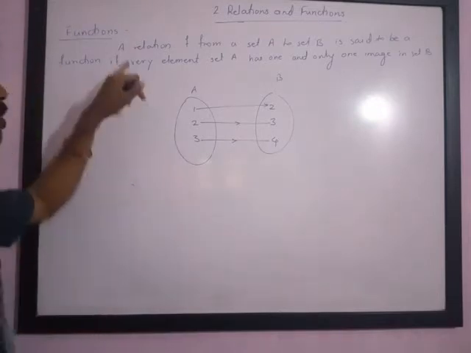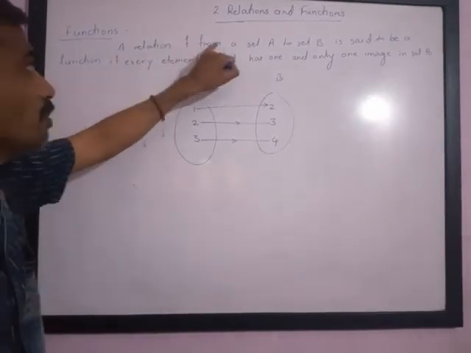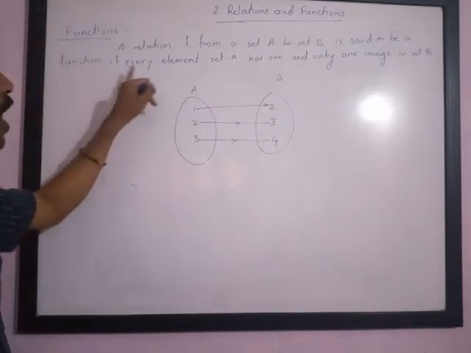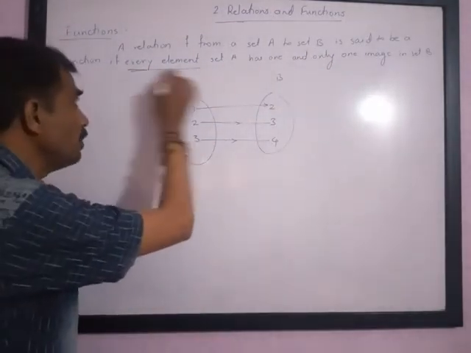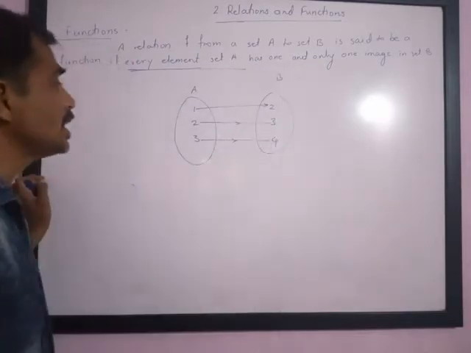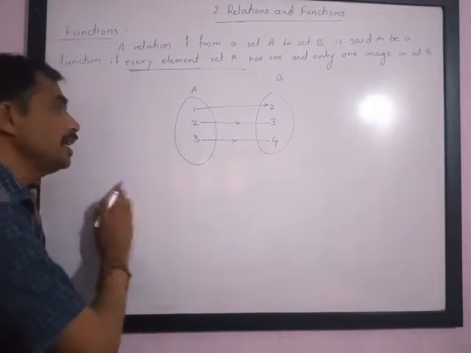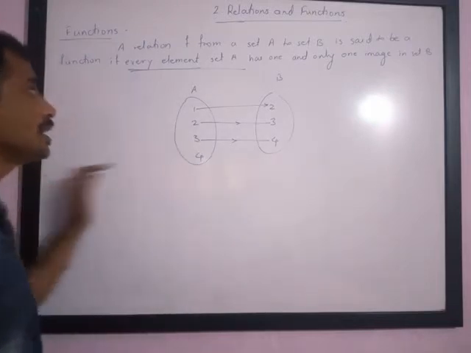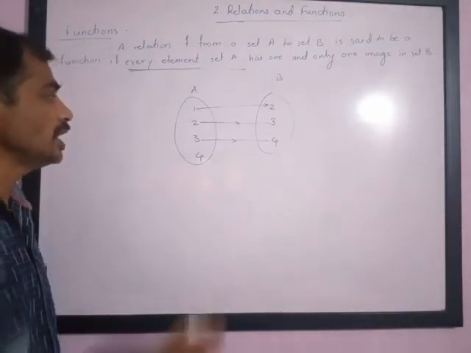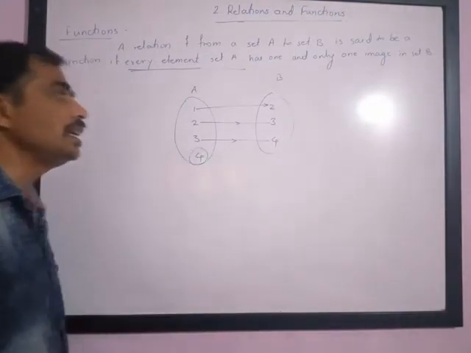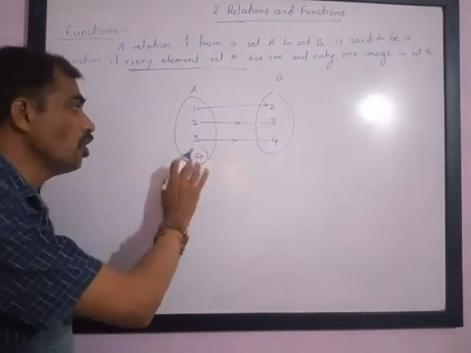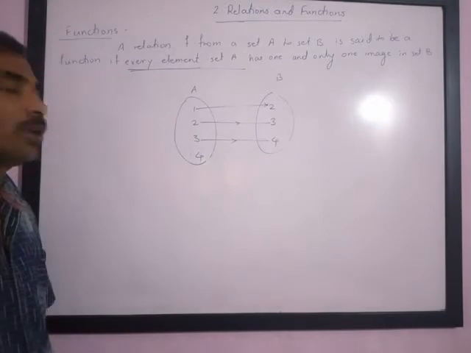Again I am repeating the definition. A relation f from set A to set B is said to be a function if every element, please note, every element of set A has one and only one image in set B. If there is any other element 4 in set A, then this will not be called a function. The reason is 4 is not having any image in set B. So if the 4 exists, then it will not be called a function.